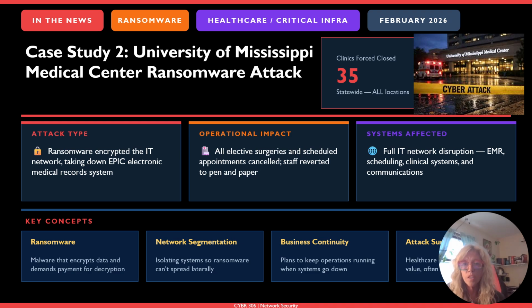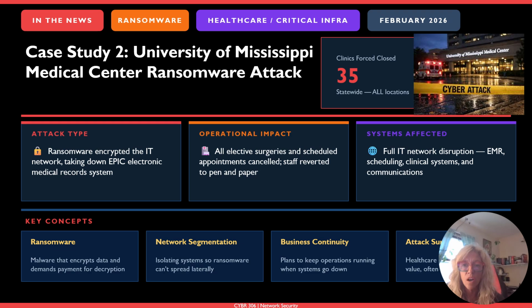So in February 2026, a ransomware attack struck the University of Mississippi Medical Center, and the consequences weren't just technical. They were immediately life-affecting. All 35 clinic locations across the entire state of Mississippi were forced to close. Scheduled surgeries were canceled. Staff went back to writing on paper. So yeah, we know what ransomware is, right?